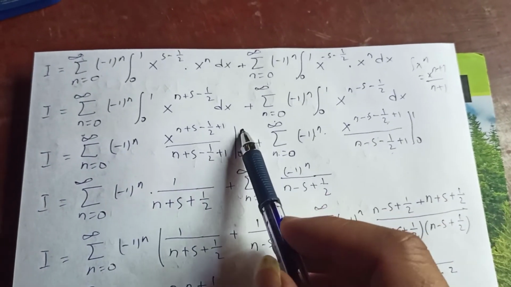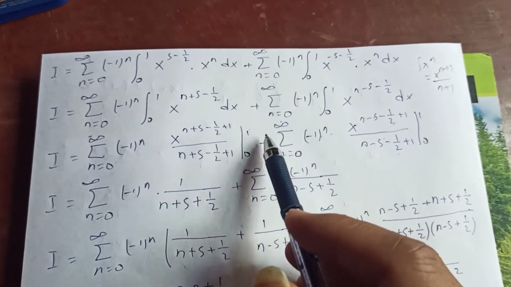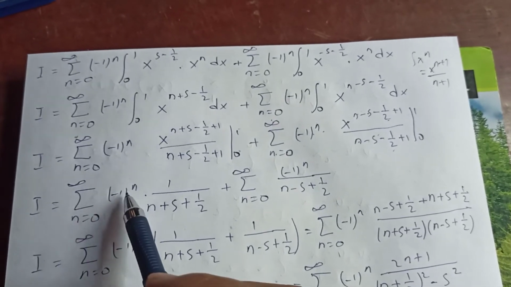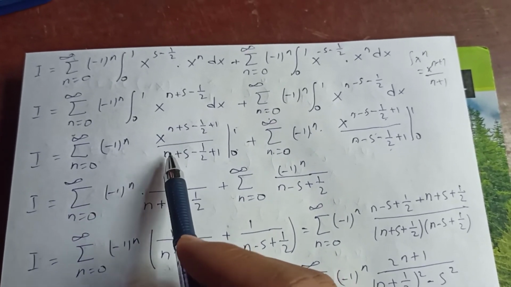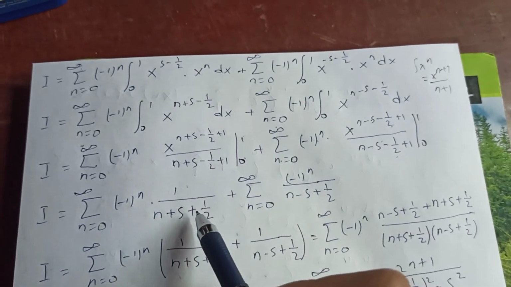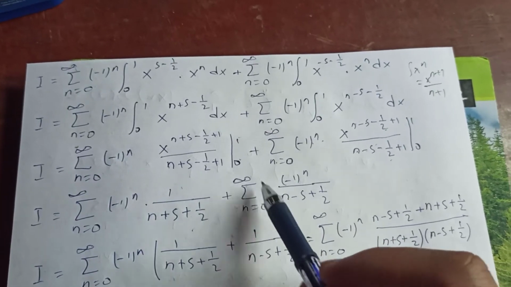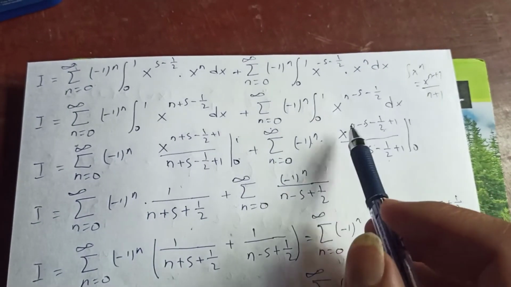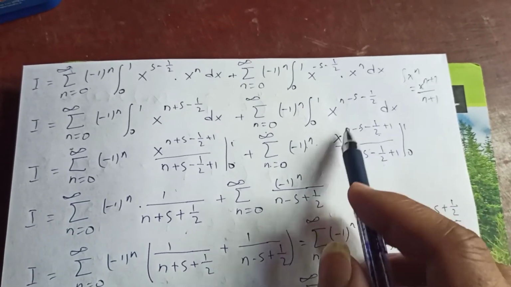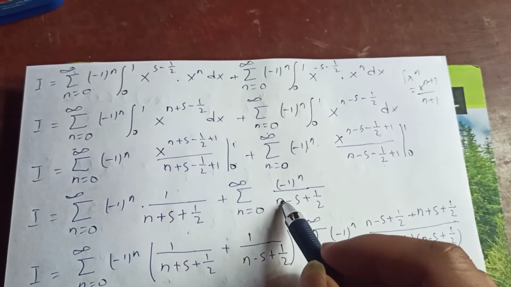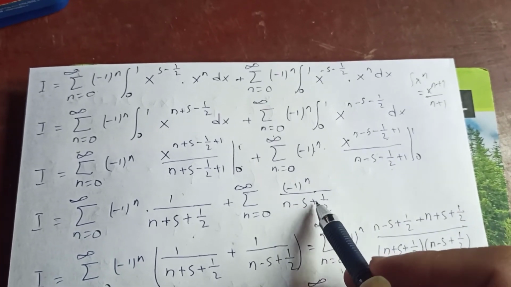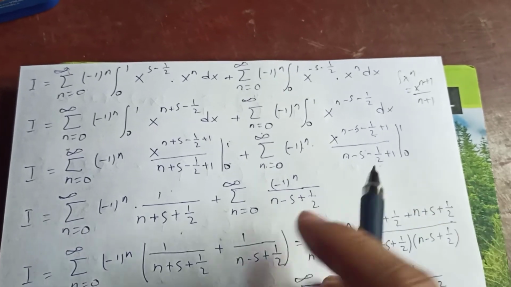Now if you plug in 1, 1 to this power is just 1. If it is 0, this will be 0. So you will get the sum from n equal 0 to infinity of (-1)^n, 1 upon n+s, so minus half plus 1 is plus half, plus the sum from n equal 0 to infinity of (-1)^n, plug in 1 here, 1 to any power is just 1, and 0 is just 0, so it will be n-s, minus 1 half plus 1 is nothing but plus 1 by 2.